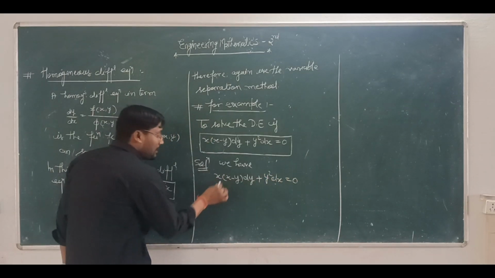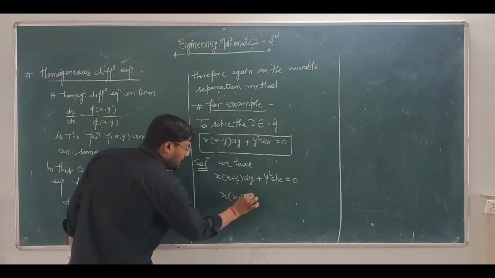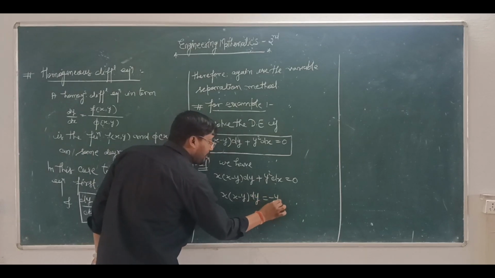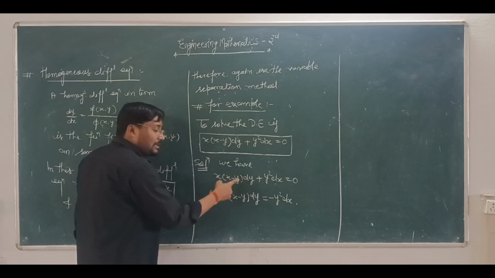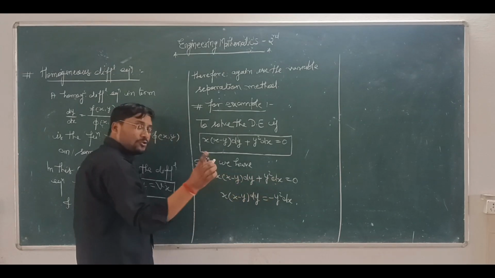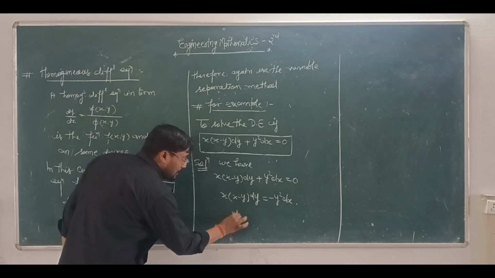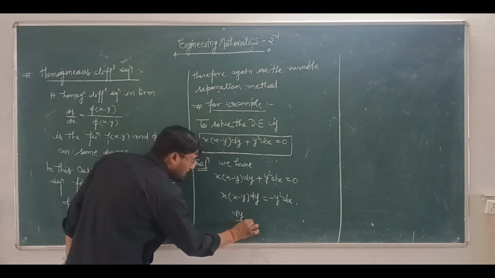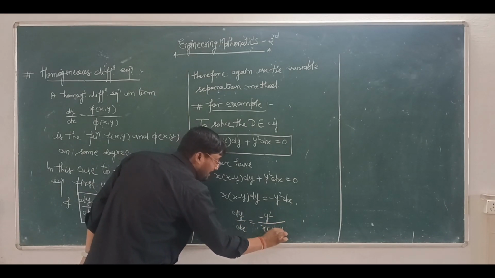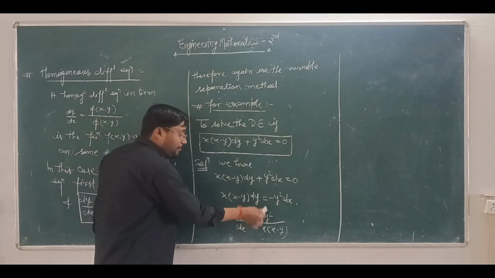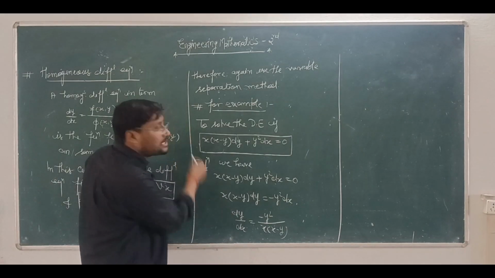You can write (x minus y) dy is equal to minus y square dx. You cannot separate x and y in the place of dy and dx, so I am using this method. This is a homogeneous method. Now you can write dy by dx is equal to minus y square upon x minus y. This has the same degree in both f(x, y) and phi(x, y), so you can write it as a homogeneous differential equation.